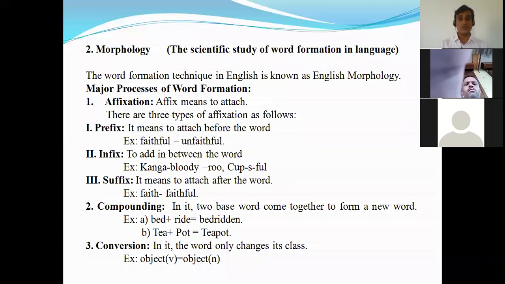The third process is conversion. And this only changes the class. For example, the spelling remains the same. When I pronounce object as a verb, I have to pronounce this word as obJECT. And when with the same spelling, I pronounce it as a noun, at that time I have to say OBject. Remember, when I say verb, obJECT, and when I say noun, OBject. So this is conversion. It's changing the class only.